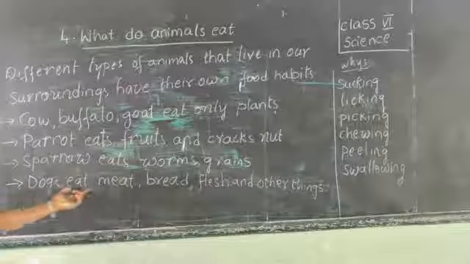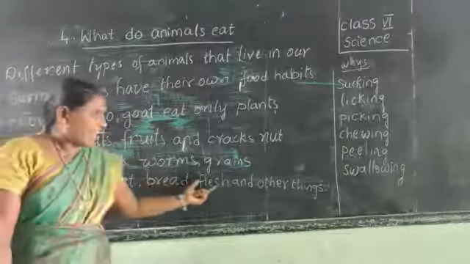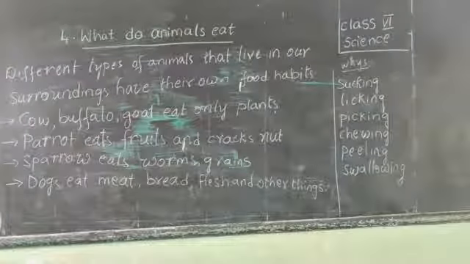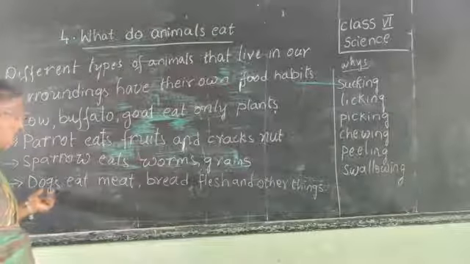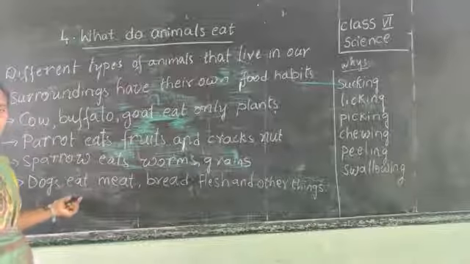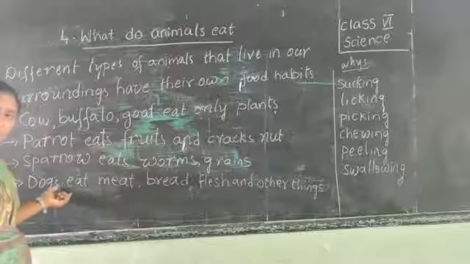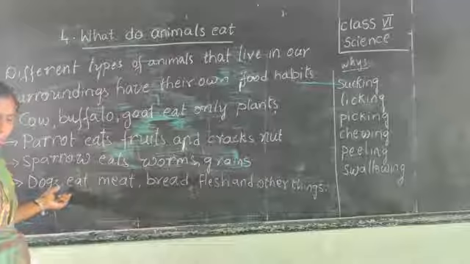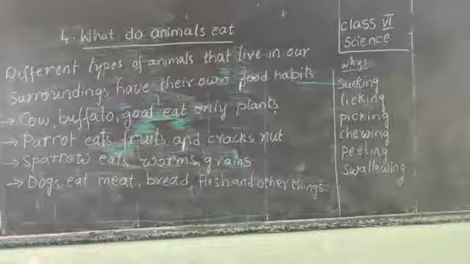Then what does the dog eat? Meat, bread, flesh and other things. And this dog is a pet animal. We keep these dogs in our houses. Why? For safety. It doesn't allow strangers to get into the house premises. So different types of animals that live in our surroundings have their own food habits.